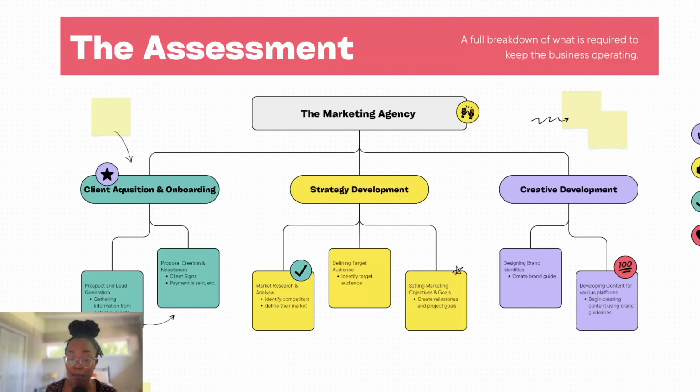This is typically what happens in a marketing agency or any form of agency for that matter. So if you are in a service-based business, this could very easily apply to what you do. And then the next part of what they offer in terms of their services is creative development. So this is the part of the relationship where they've gathered all of the information, the client has paid, they've gone through some initial meetings to establish goals and objectives, and now is when they get to work, they do their creative work. So they're designing the brand identities, they're developing content for various platforms, etc. So that is just a basic overview of what a marketing agency would do for their clients.